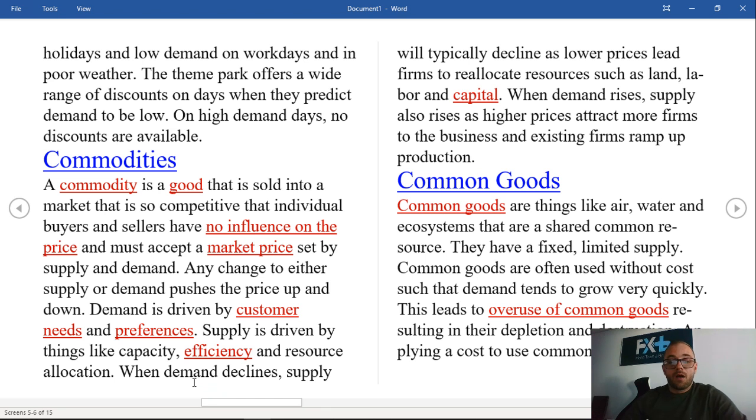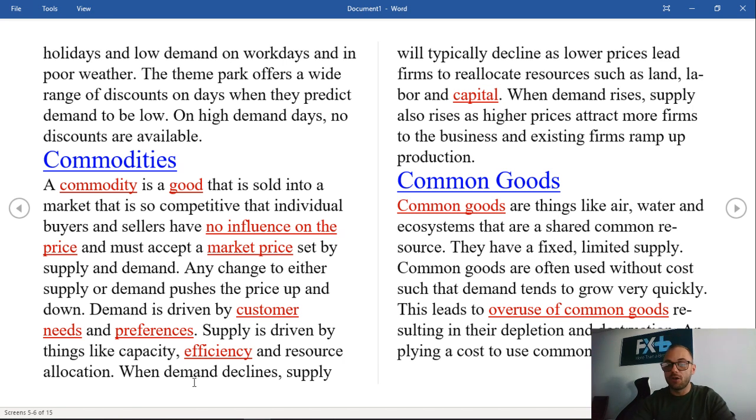So when demand declines, supply will typically decline as lower prices lead firms to reallocate these resources such as land, labor, and capital. When demand rises, of course, supply would also rise. So the more people buy, the more people would obviously be willing to sell. Supply also rises as higher prices attract more firms to the business and existing firms ramp up production. So it's a very logical relationship between supply and demand as well.